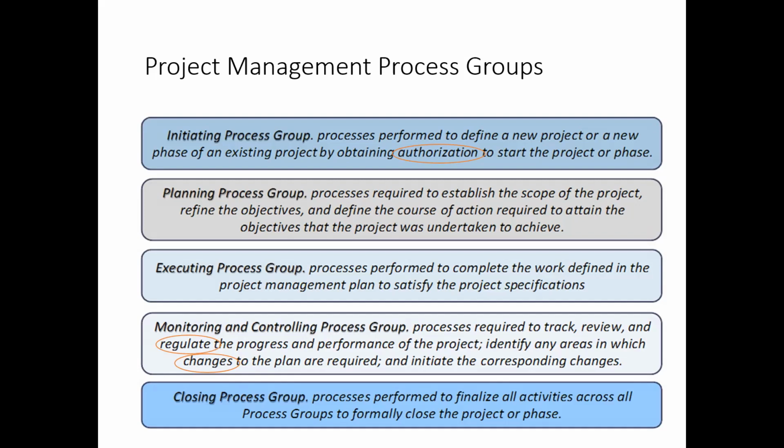We monitor and control the project in the monitoring and controlling process group. In the execution process group, the work is performed according to the project management plan. In the planning process group, we plan, and in the initiation process group, we have the authority to start the project. So these are the 5 process groups. According to the PMBOK guide, the definitions are there, and these are the requirements of the 5 process groups.